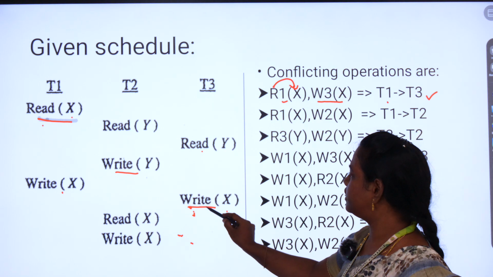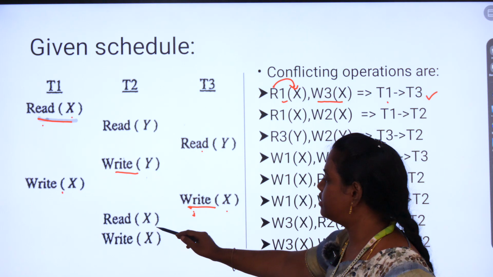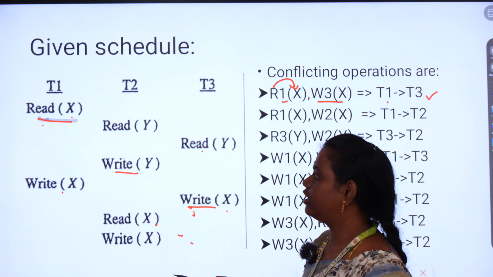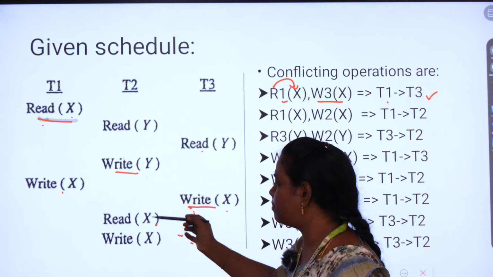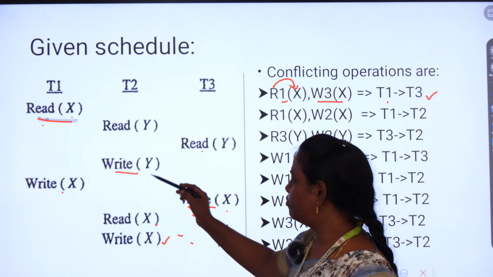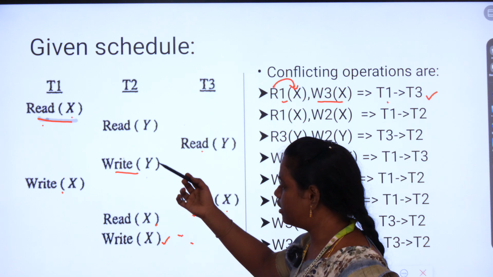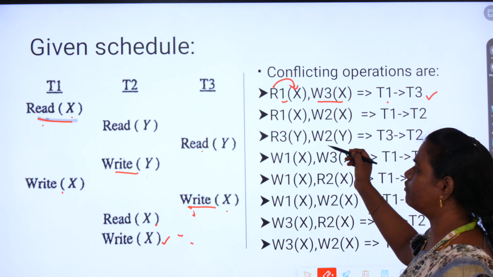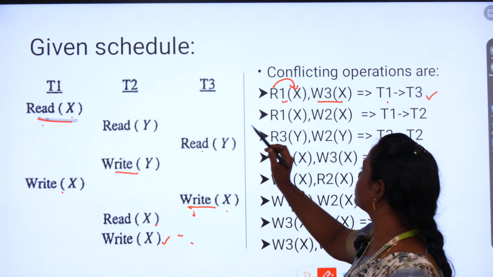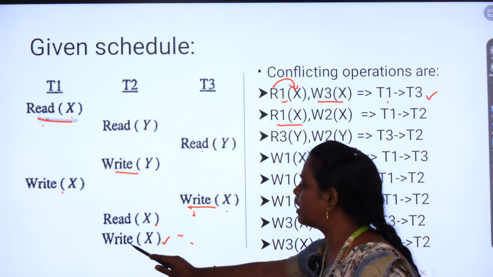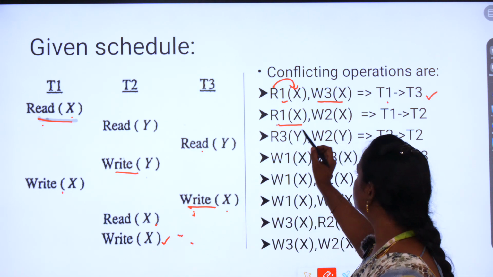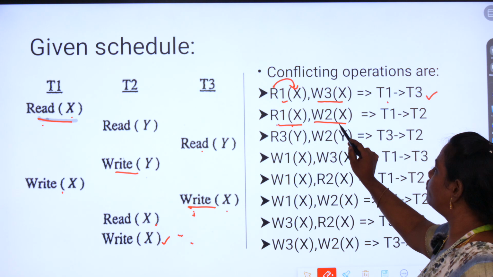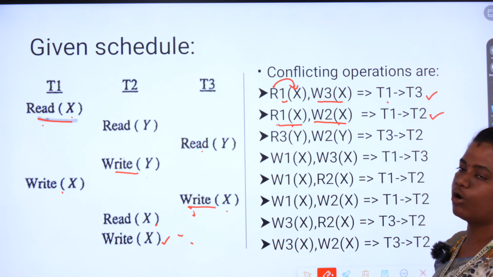Then after checking this, I need to check the next operation, that is read of X. I am going to compare it with the other operations. Here there is no conflict, so next compare with the next operation. Here both are performing on the same data and one is a write operation, so definitely there is a conflict. I need to update the conflicting operations: R1 of X and W2 of X, the write operation on X in transaction 2. So after executing T1, your T2 will be executed. This is our second conflicting operation.